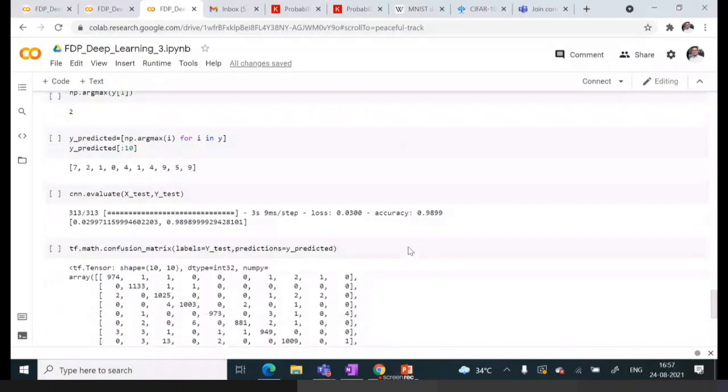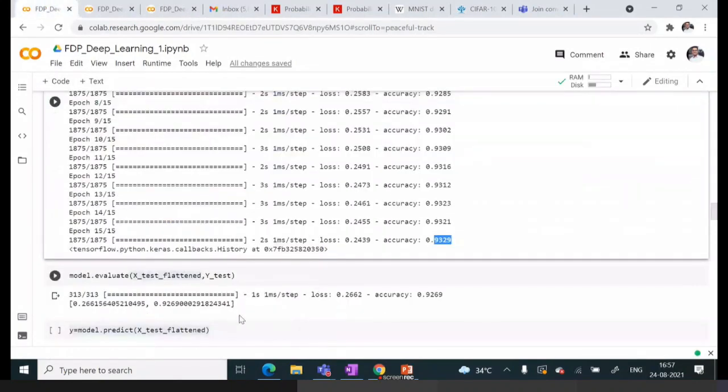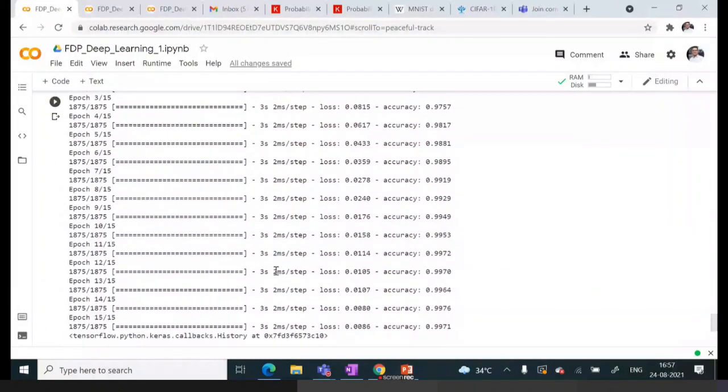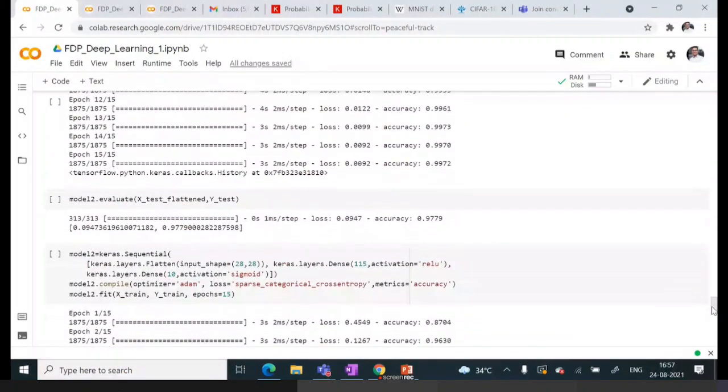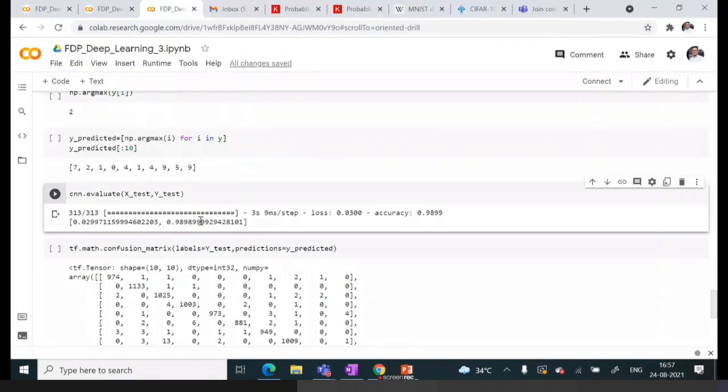And with respect to testing data, our accuracy is improved to 98.98%. Whereas in the case of this, even with the hidden layer, I guess our accuracy was around 97%. We can verify here. Yes, it was 97.79%. This is with the hidden layer. And with CNN, we are able to improve upon it. And now this is better because with 98.98, roughly 99% of the time we are able to predict correctly.